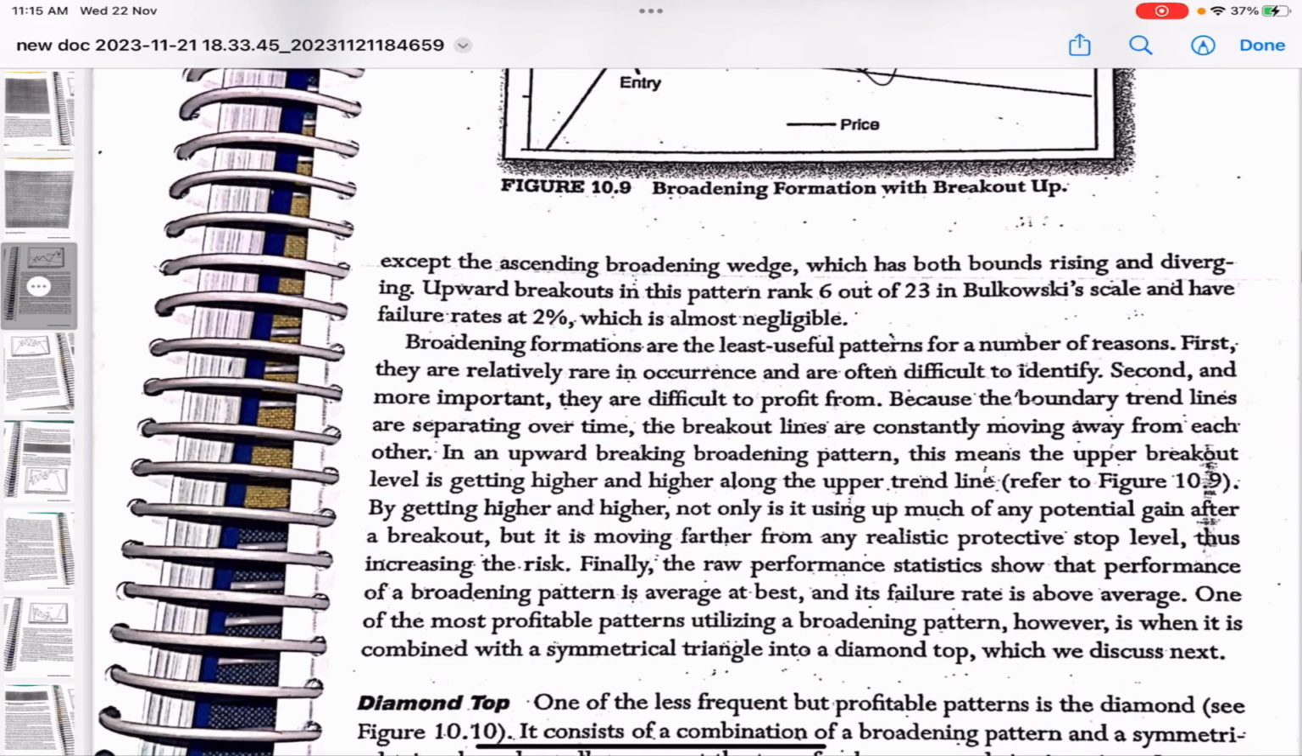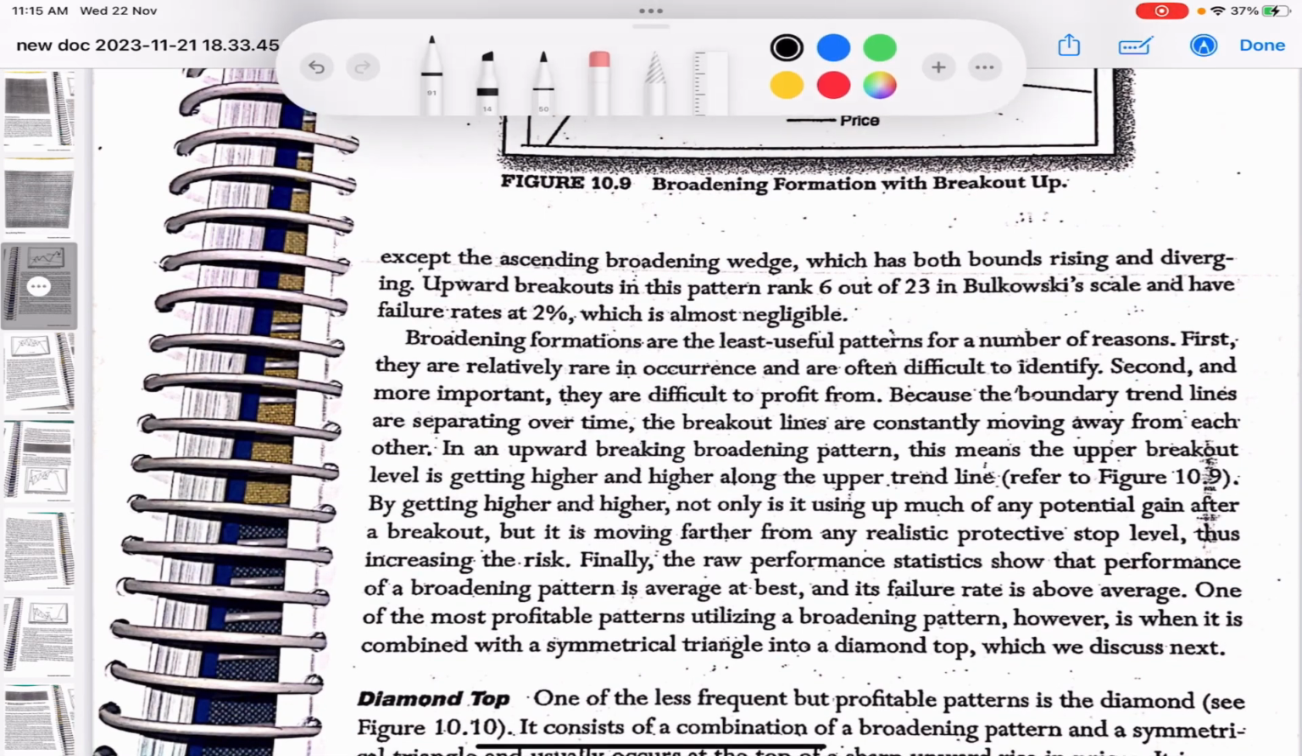Okay, so we have the broadening ascending wedge as well, and you know what a wedge is. Now just imagine it to be ascending, and imagine it to be widening, which has both bounds. Upward breakouts in this pattern are ranked 6 out of 23 and have failure rates of 2.